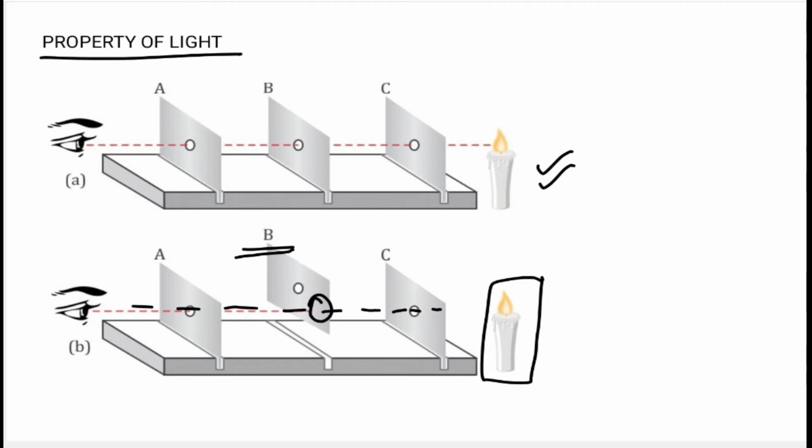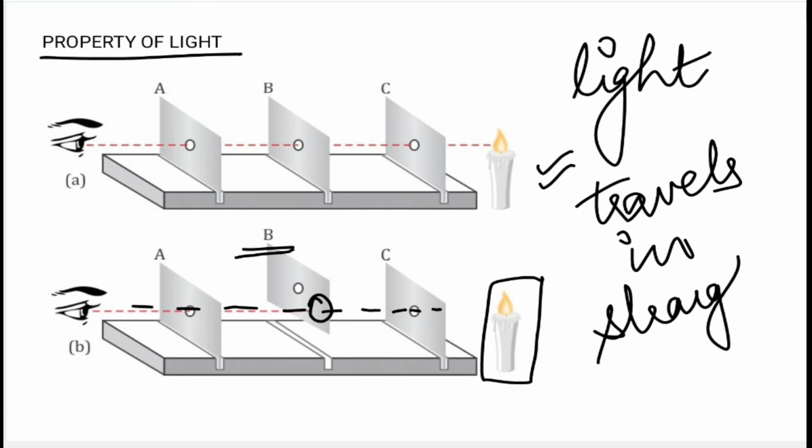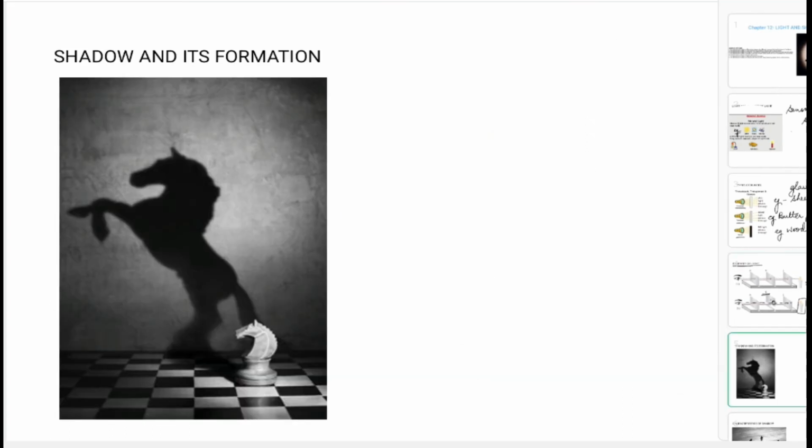So this property helps us know that light travels in a straight line. I hope it's clear. Let us move further to the next concept.